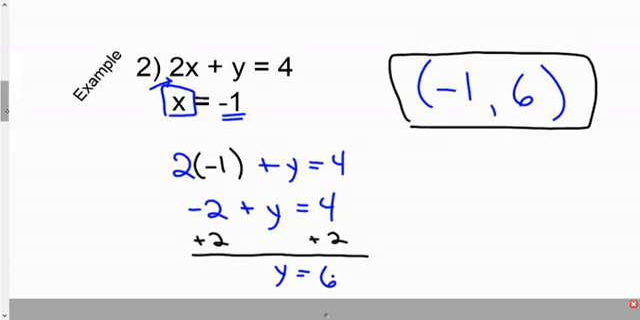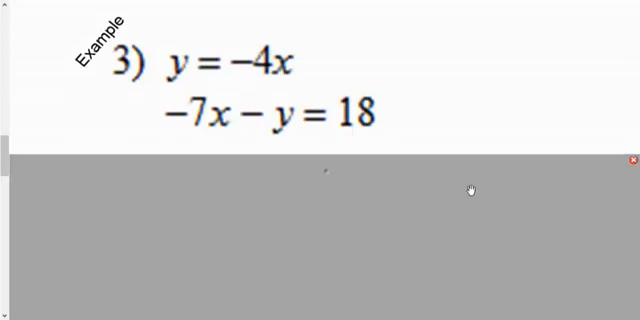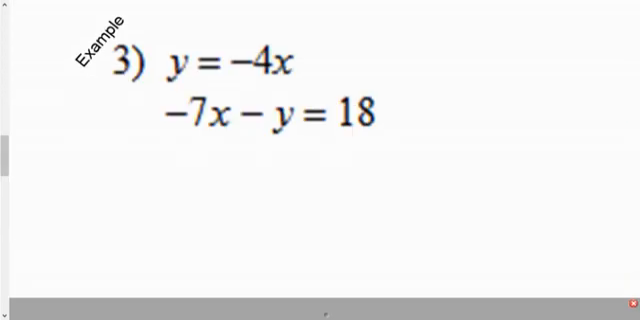Now the next 2 systems that I've got for examples are a little bit different, and that's okay. We just want to get you used to it. This time the y is not equal to a number. It's equal to an algebraic expression, y equals -4x, okay? And that's still going to be very helpful. This y is all by itself.